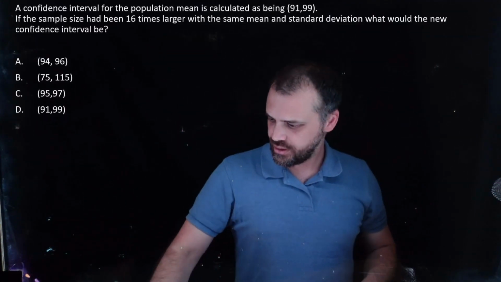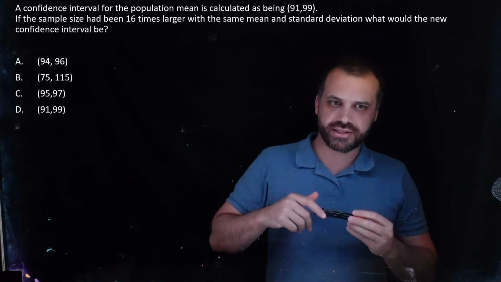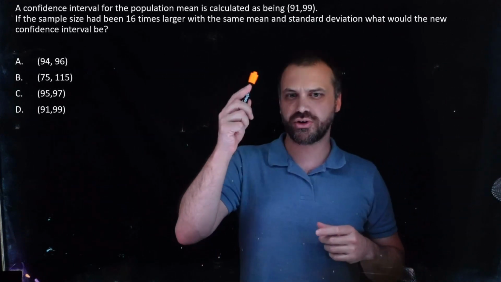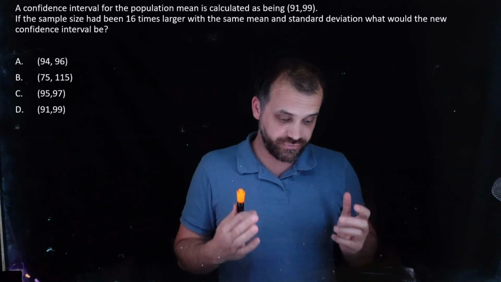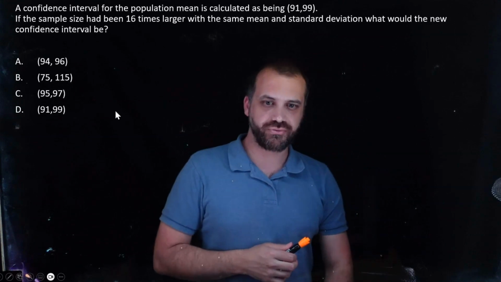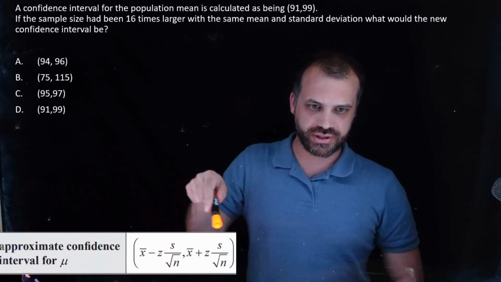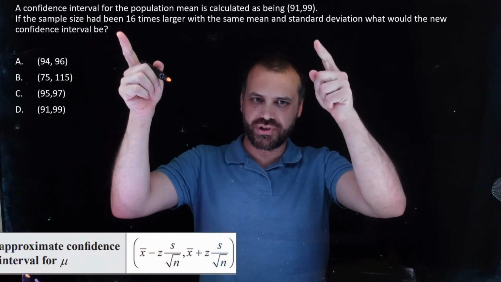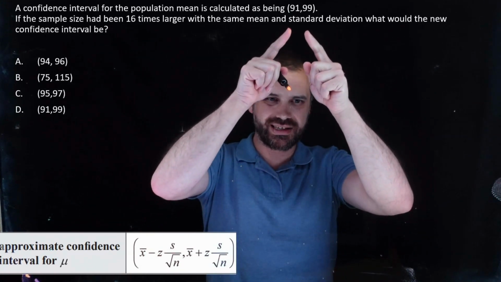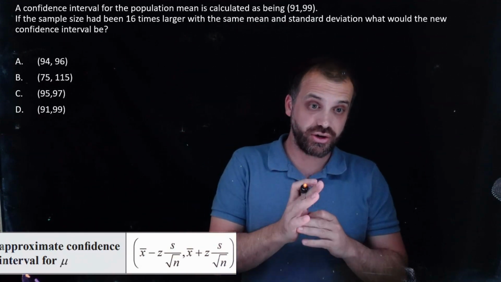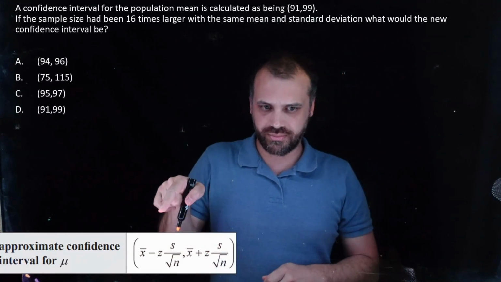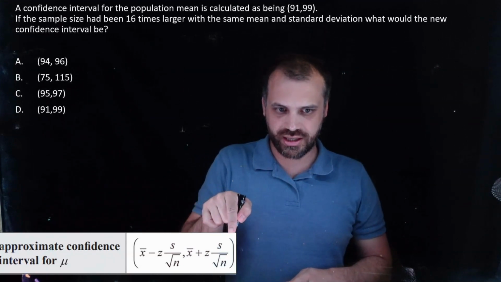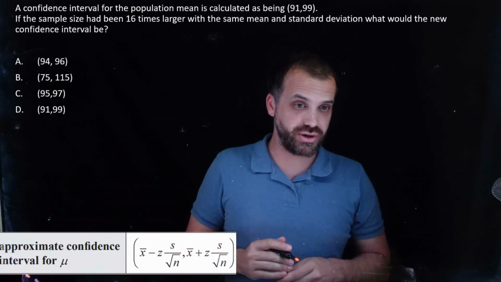See how we go. All right, I really like questions like this because it feels like there's not enough information. So it's a confidence interval question. We're going tech-free here. So let's pull up our formula. Here's our confidence interval. We're saying here that a confidence interval for the population mean is 91 to 99. So that means that this first part of the equation is 91, and the second part of this equation is 99.